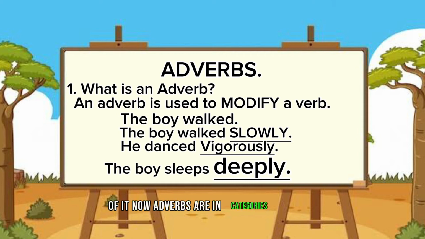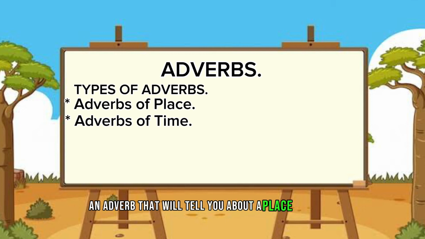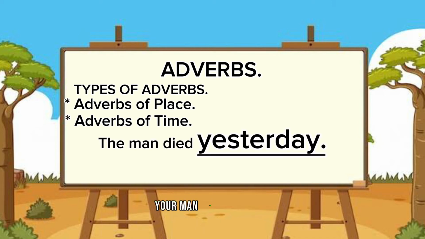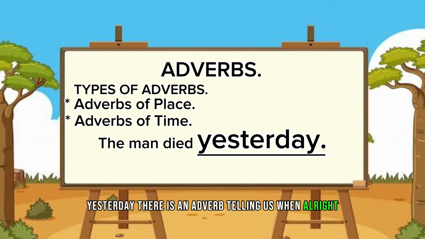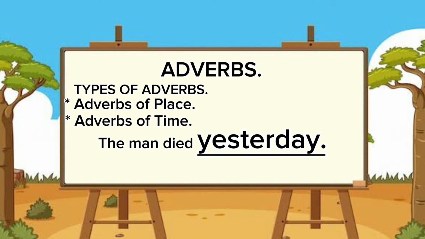Now, adverbs are in categories or types. For instance, we have an adverb that will tell you about a place of action, where an action took place. You can have an adverb of time, telling us more about the timing. Time tells us when an action took place. The man died yesterday. Yesterday there is an adverb telling us when. It will answer the question when. If it is an adverb of place, it will answer the question where. The man died yesterday. Where?